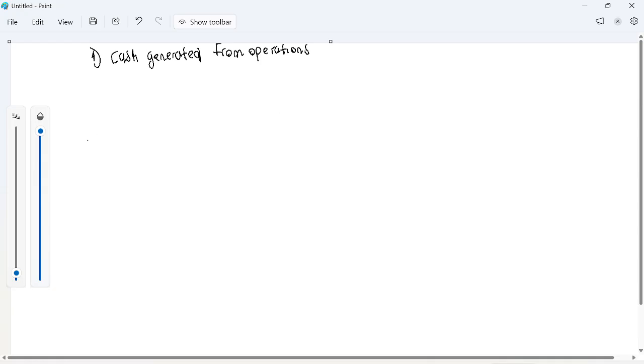Now the first thing that comes into the cash generated from operations is the net profit before tax, right? Meaning the net profit before tax has been taken into account. What are we trying to do here? Let's say for instance they tell you that your net profit before tax is 200k, 200,000.